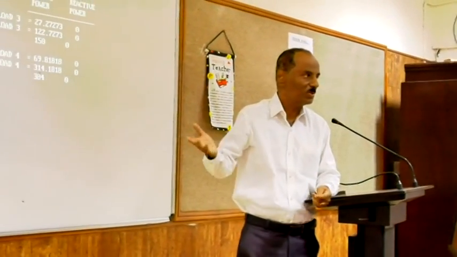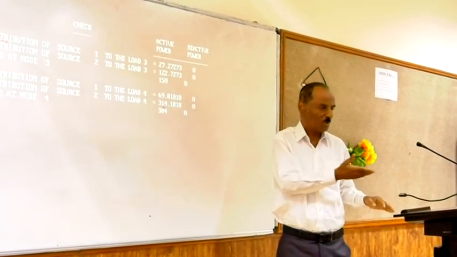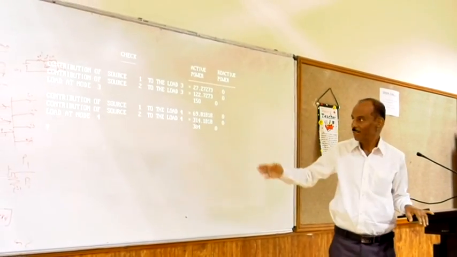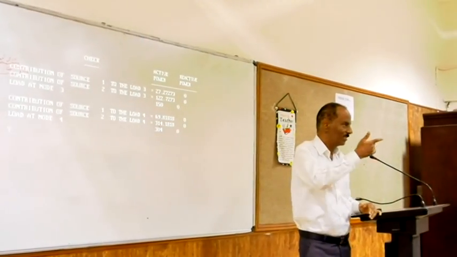Active power is 0 because this is only a DC circuit. If it's a power system, it will give a value. I will also show the next power system. These are the results which I have already shown before in the PowerPoint. First example.